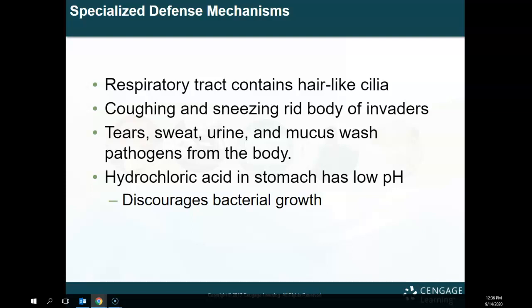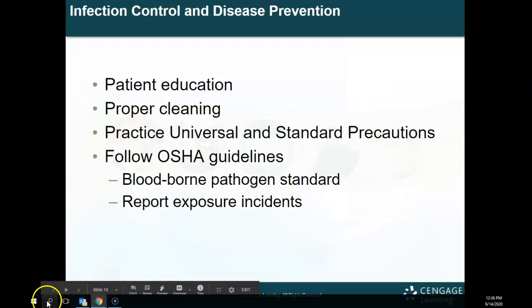And hydrochloric acid in the stomach has a low pH, which discourages bacterial growth. So the higher the pH in your stomach, the more chance you have of getting a bacterial infection in your stomach, like colitis, gastroenteritis, etc. Any questions so far?